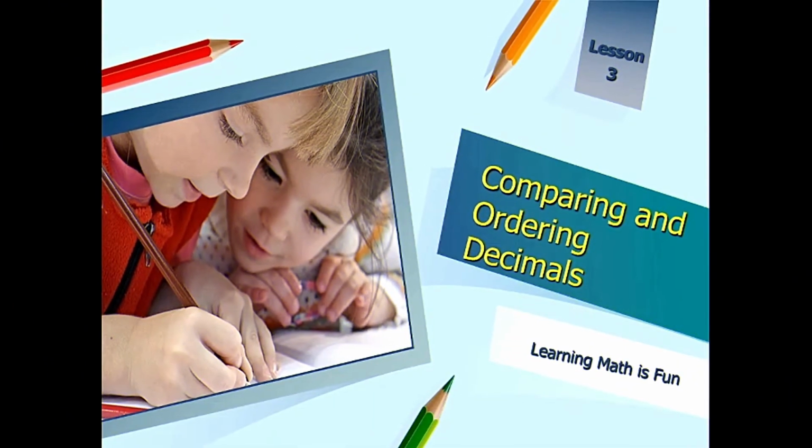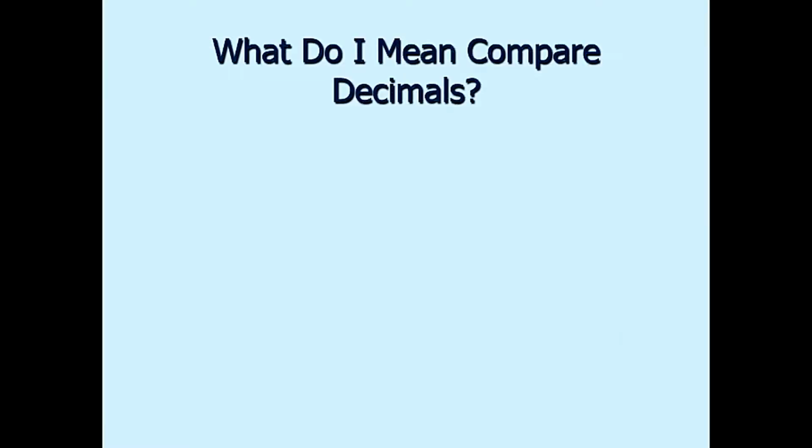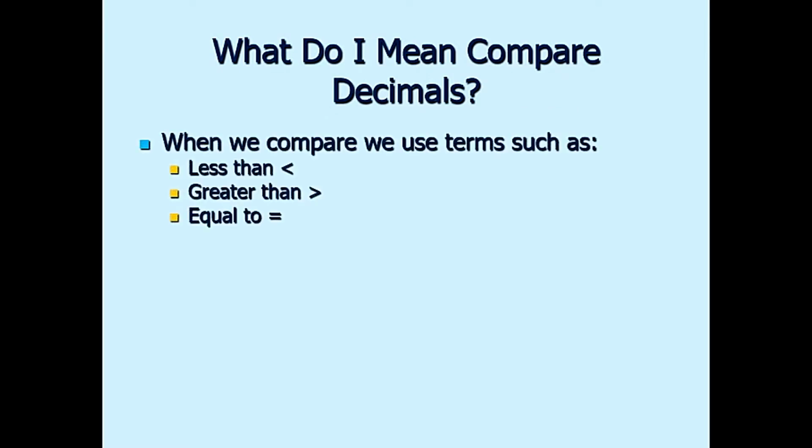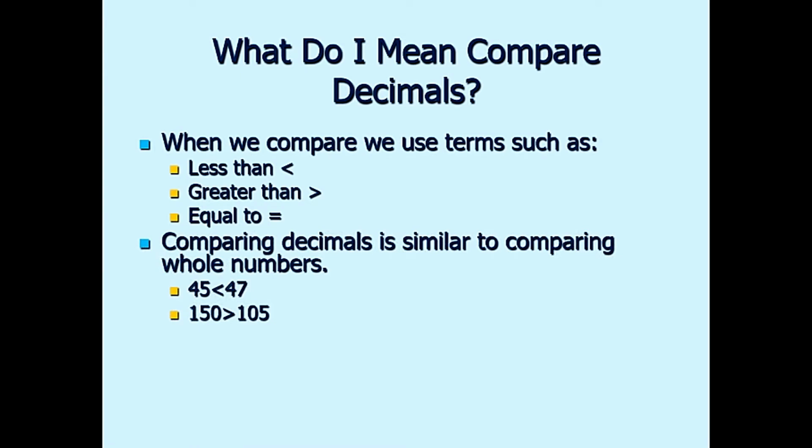And for today's video, I will be discussing comparing and ordering decimals. What do I mean by compare decimals? When we compare, we use terms such as less than, it looks like this, greater than, it looks like this, and equal to. Comparing decimals is similar to comparing whole numbers. Example, 45 is less than 47. 150 is greater than 105.